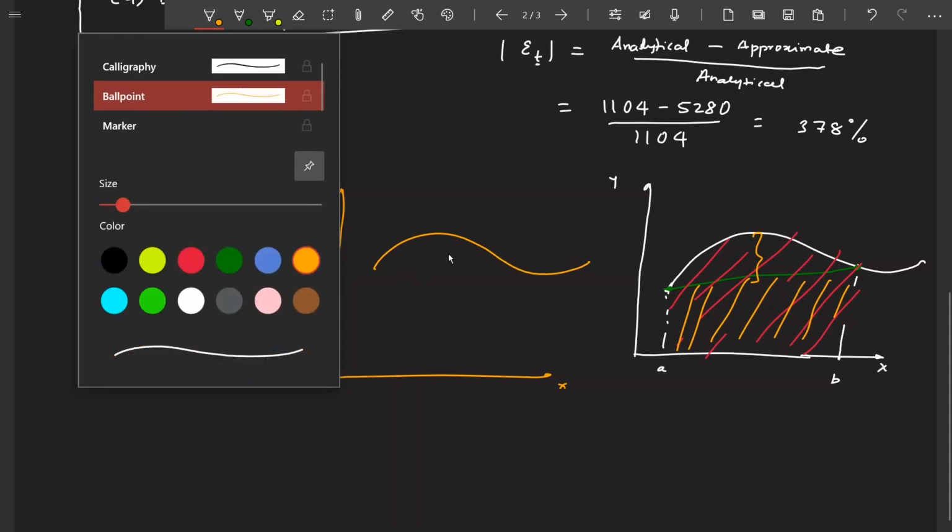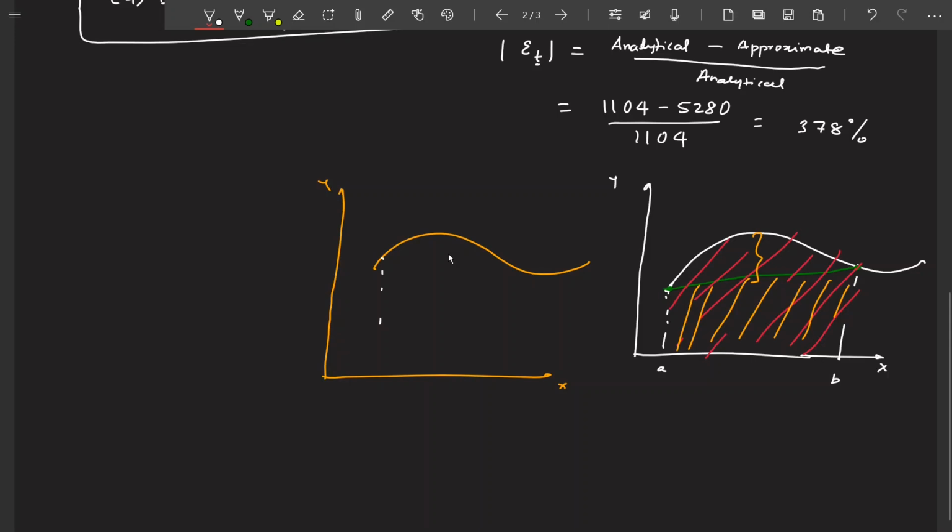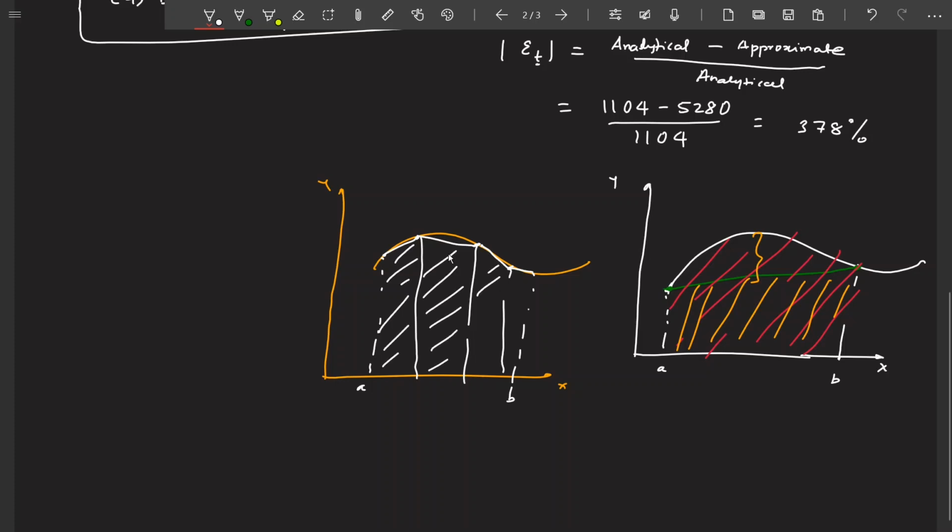So what I mean to say is, my motto is to find the area under the curve. So instead of applying a single element, why don't we apply piecewise multiple elements? So this is the addition of this and this, and this is going to be the area under the curve. So now we are going to increase the number of elements.